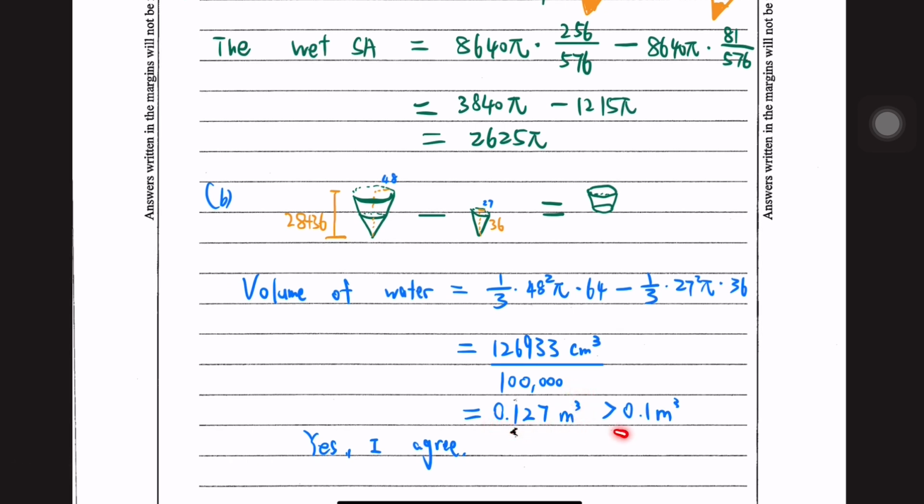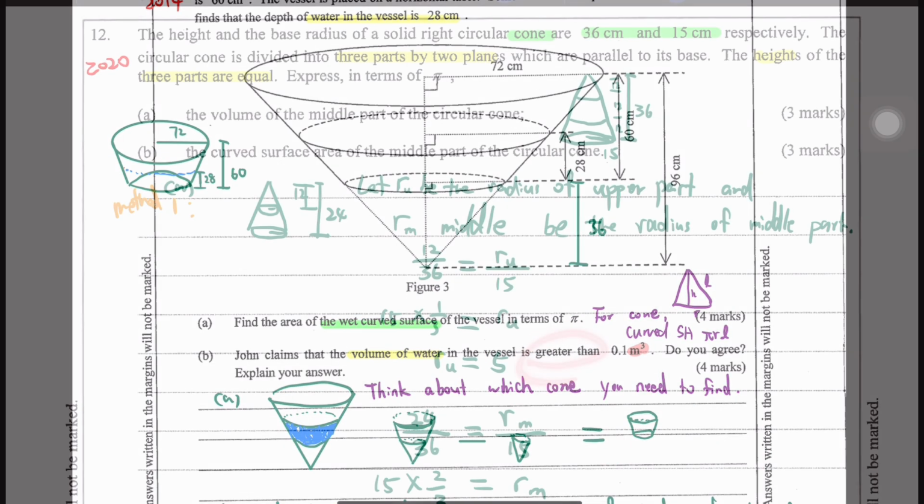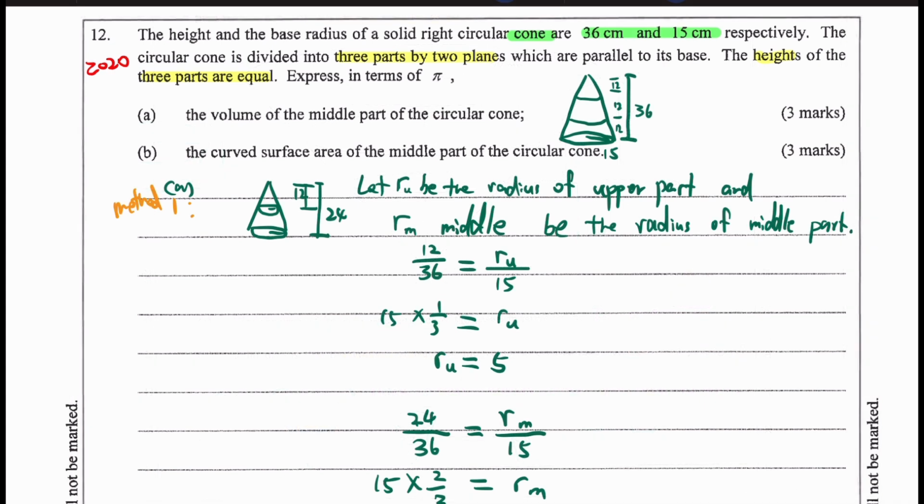So it's larger than 0.1 m cubed, so we agree with it. It did hold more than, right? Greater than, okay? Okay, the 2020 question looks very similar to the 2014 question.